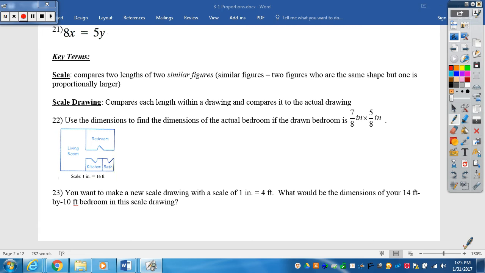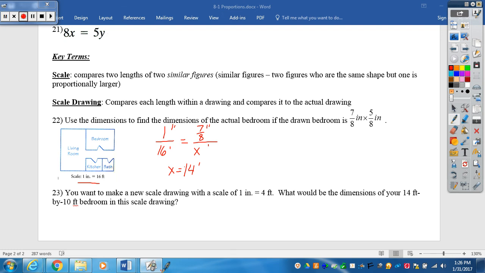So if I have 1 inch is 16 feet. That's what's given to us in the scale factor here. That is equal to 7/8 inch. See how the units correspond in the proportion? Is equal to x feet. Okay? And so if I cross multiply this here, your x is going to equal 7/8 of 16 would be 14 feet. That would be the one dimension of your bedroom.